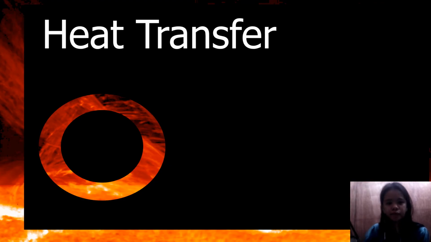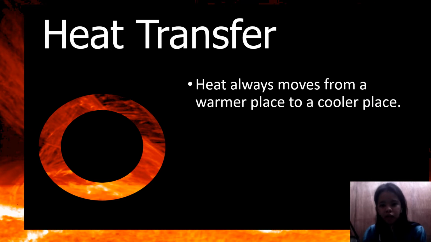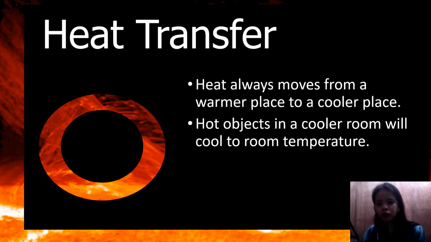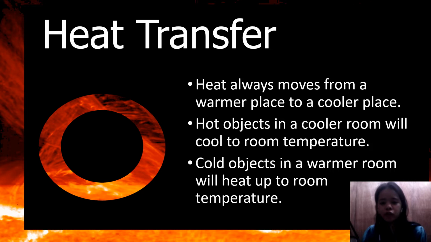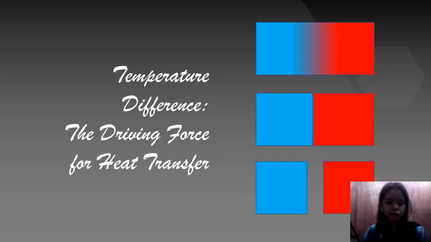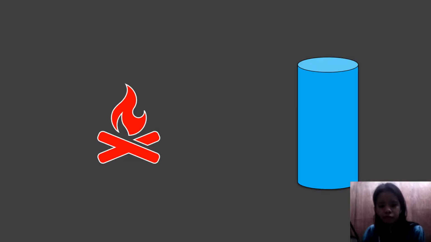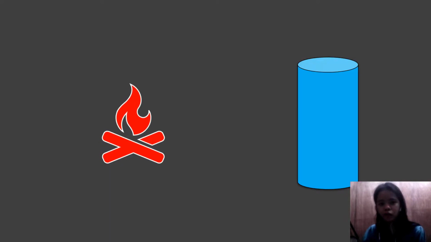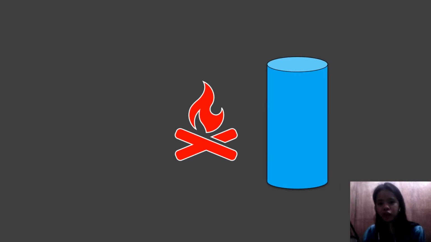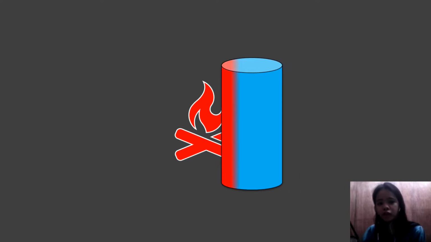Heat transfer. Heat always moves from a warmer place to a colder place. Hot objects in a cooler room will cool to room temperature. Cold objects in a warmer room will heat up to room temperature. So temperature difference is the driving force for the heat transfer. When two objects have different temperatures, heat transfer will occur. We call this temperature difference the driving force.